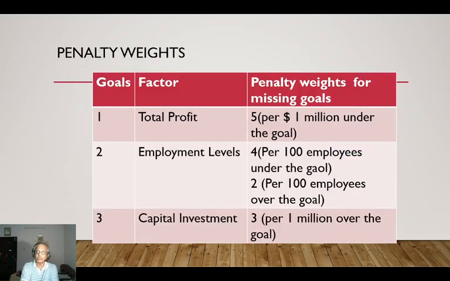So penalty weights have been given. These are weights given. So 5 for the first goal per 1 million under the goal. Employment levels 4 per 100 under the goal, and per 100 employees over the goal. Capital investment 3 penalty weights per 1 million over the goal. So these penalty weights have been given. So we'll use the weighted method for goal programming.